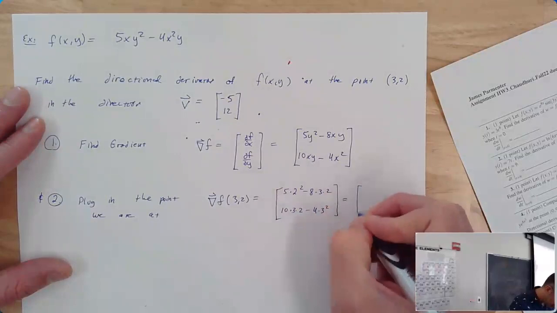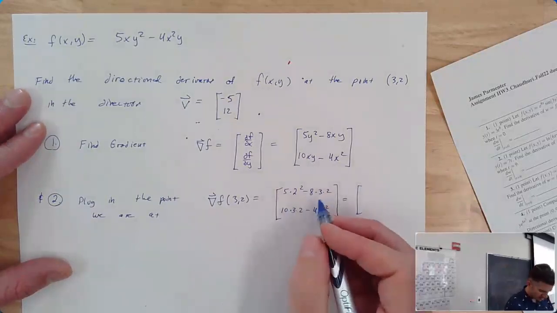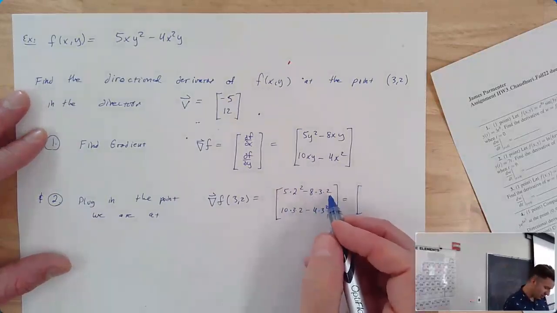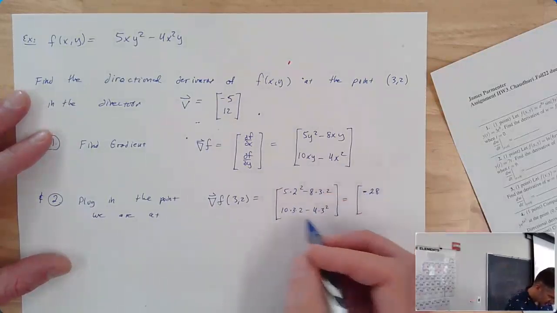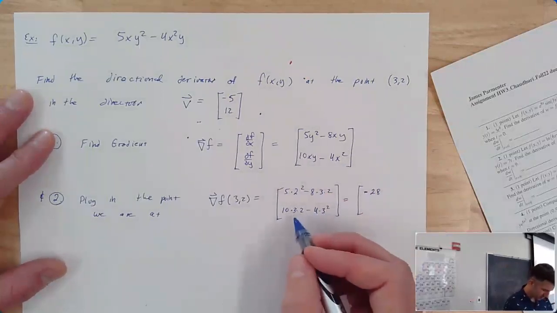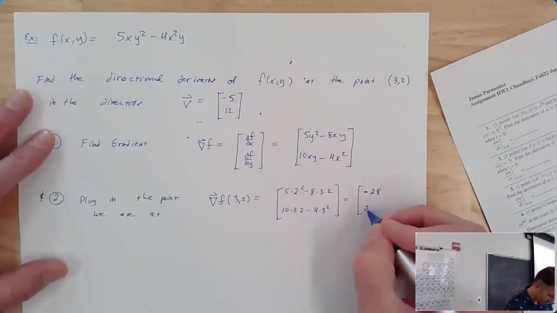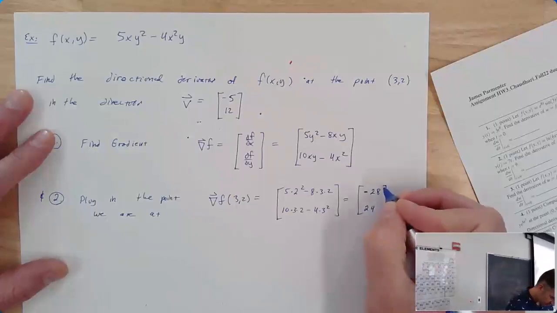And simplifying that, 5 times 4 is 20. 8 times 3 times 2 is 48. So I have 20 minus 48, which is negative 28. And 10 times 3 times 2 is 60. 4 times 9 is 36. So 60 minus 36 is 24. Okay.